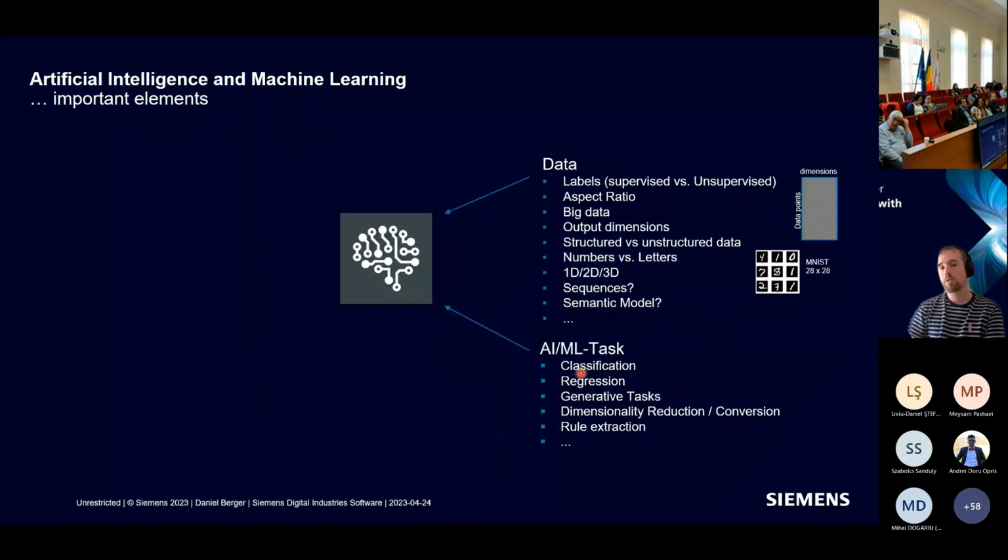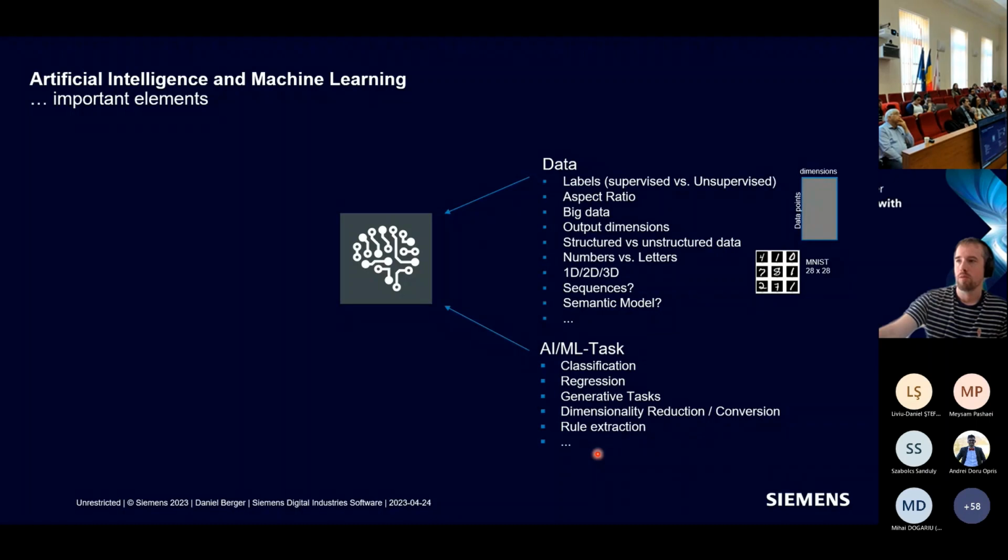Do you have a generative task that you are working on? Do you want to generate images, for example? Do you want to generate texts like in ChatGPT? That's a generative model. Or maybe you just have lots of high-dimensional data and you want to use a dimensionality reduction technique, or you want to convert your data. That's also something that can be done by machine learning. Or you want to do rule extraction and so on. But if you have an engineering problem, it's important to try to rephrase it in one of those tasks, because then you find lots of solutions for how to do this.